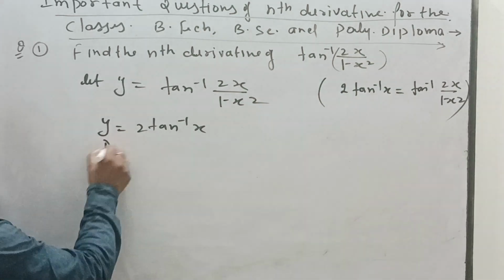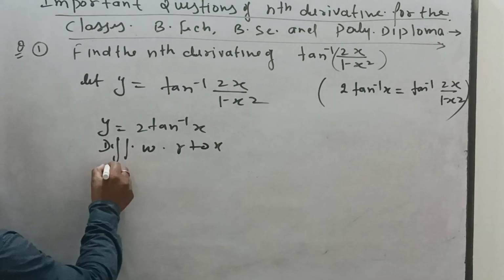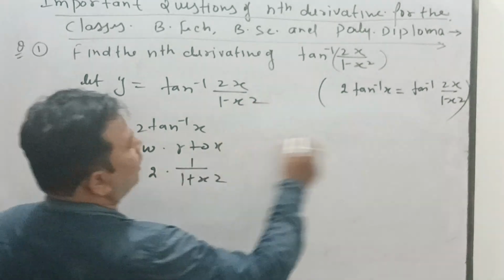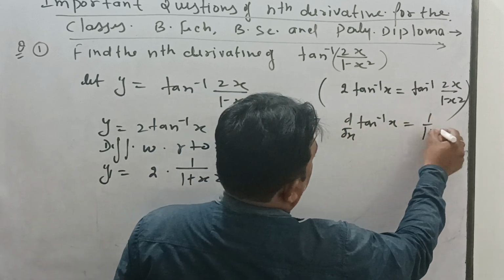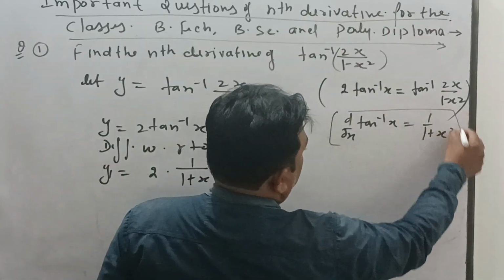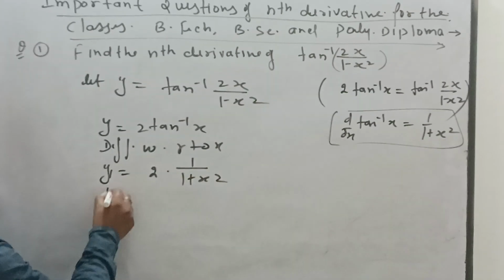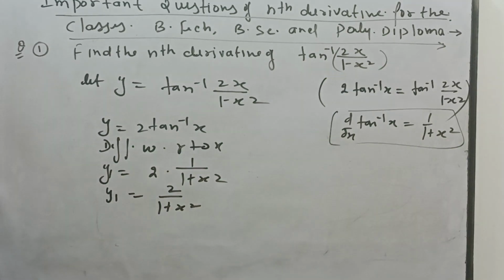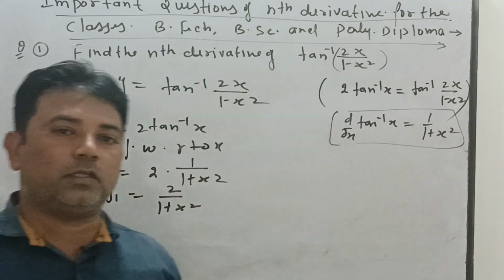Differentiating with respect to x, y1 equals 2 into 1 upon 1 plus x square, since we know the formula d over dx of tan inverse x equals 1 upon 1 plus x square. This is the derivative formula from 12th class. So y1 equals 2 upon 1 plus x square.